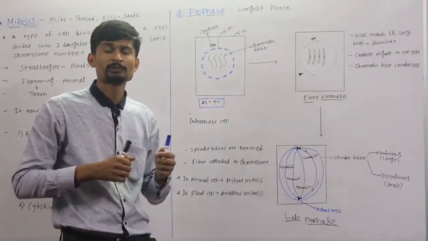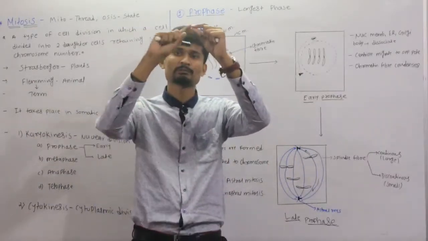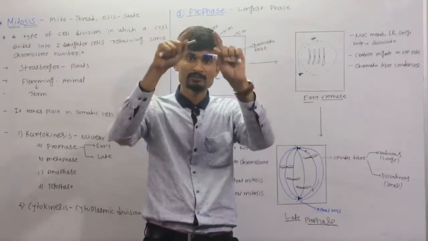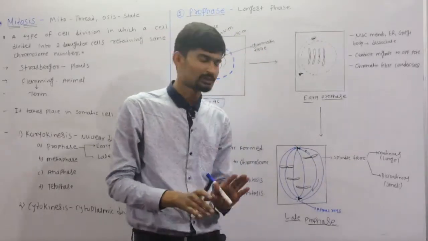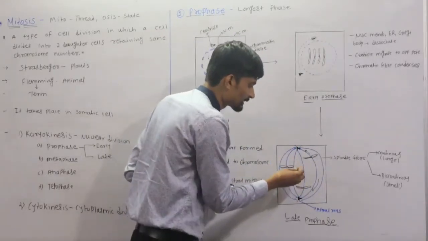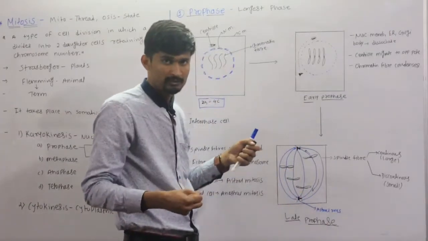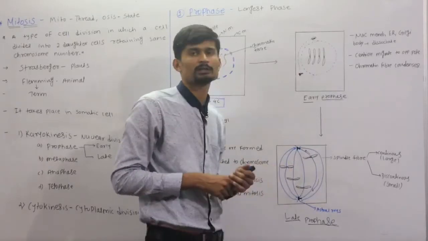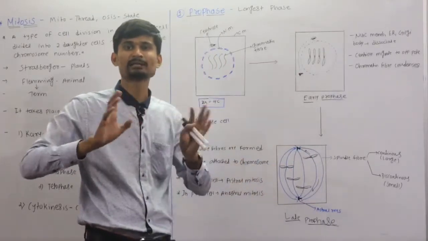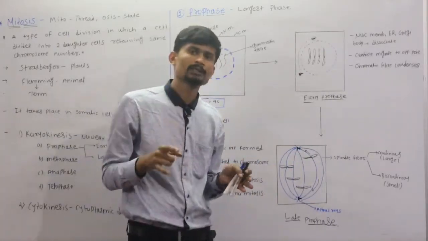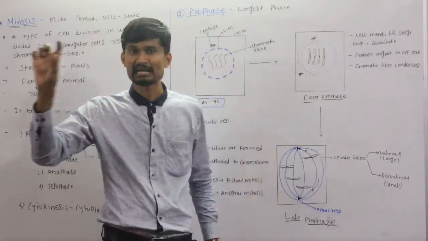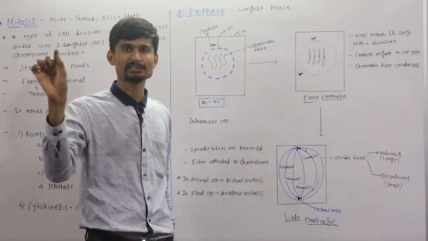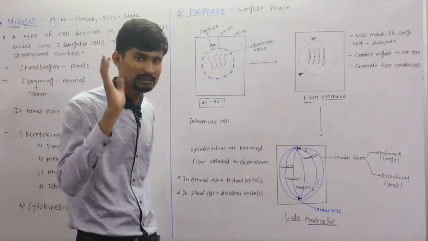What happens in the late phase? Spindle fibers arise from the centriole, and these spindle fibers get attached to the centromeres. So that is why the centromeres are now ready for movement. In the metaphase, there will be movement of these centromeres. Now these chromosomes are randomly distributed, but in metaphase they will get arranged at the equatorial plane, at the center of the cell. We will see this in the metaphase.